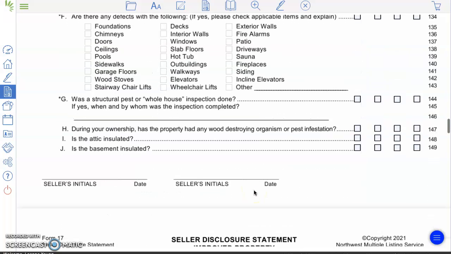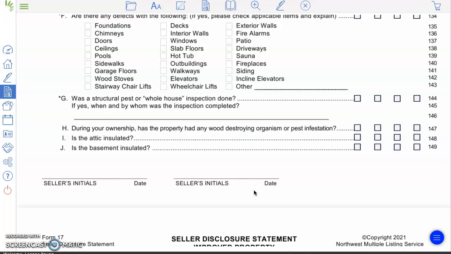Next one is, was a structural, pest, or whole house inspection done? So if you bought the house and you had an inspection done, you just want to say yes. And if you know who did it, you can write that in here.